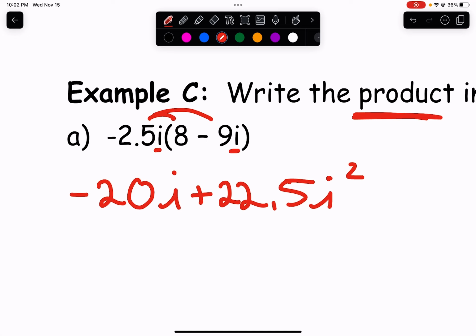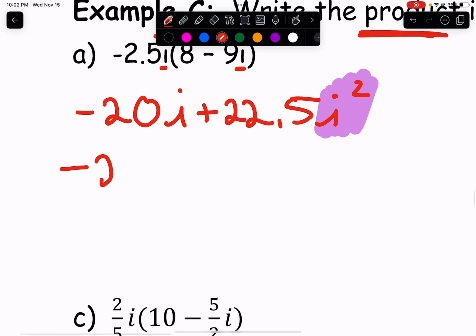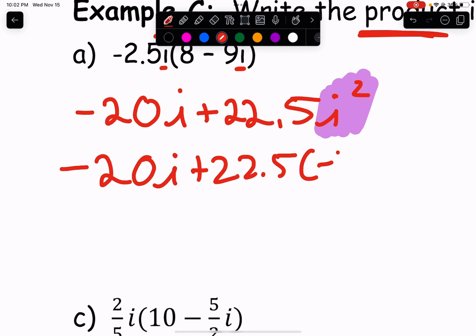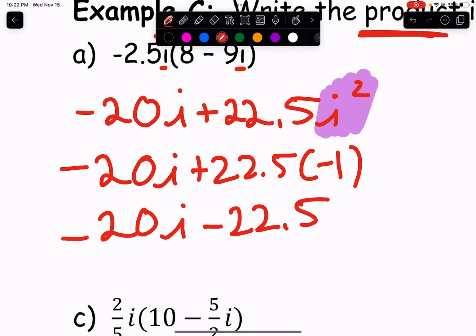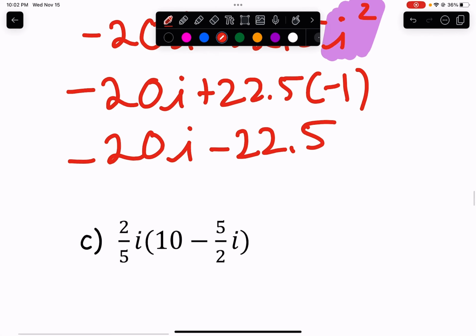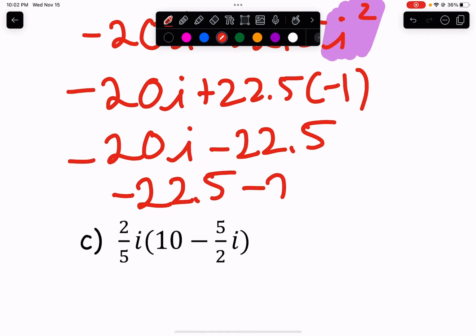So at this point, we know that i squared is equal to negative 1. So we can replace the i squared with a negative 1. So we have 22.5 times negative 1, which is going to give us a minus 22.5. Now again, we want to keep it in that a plus bi form, so we're going to put that imaginary part second.